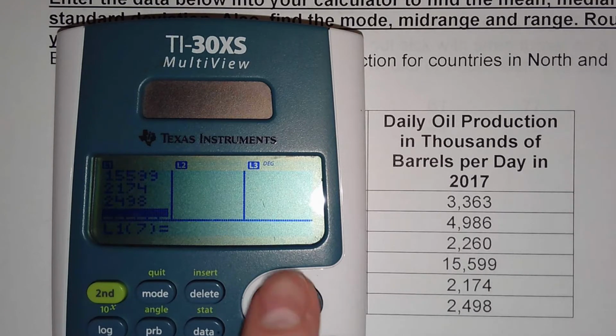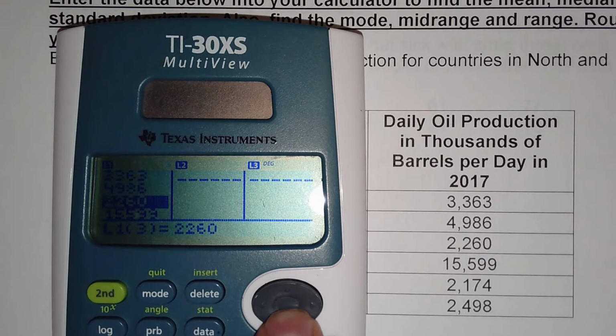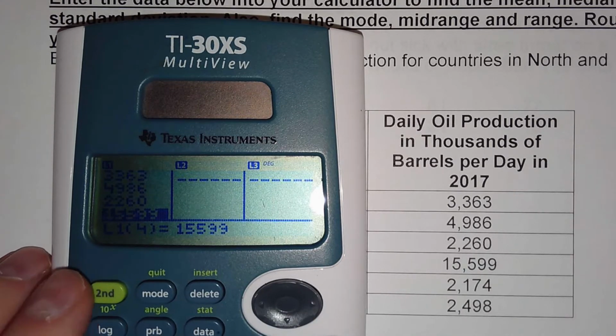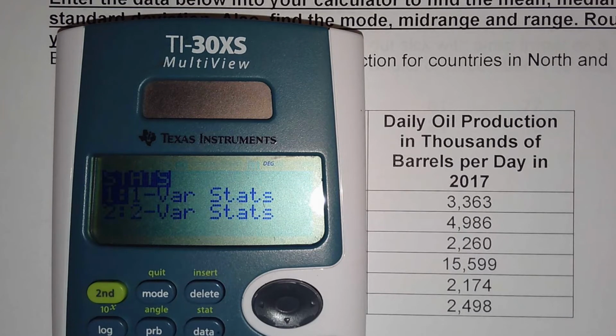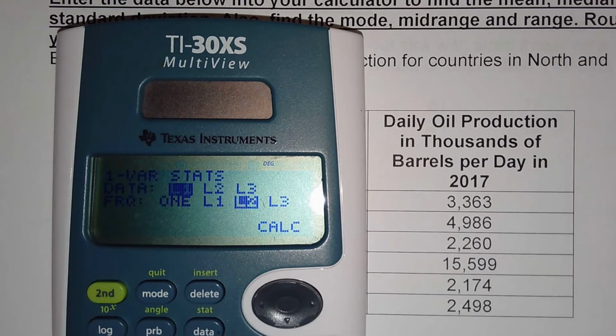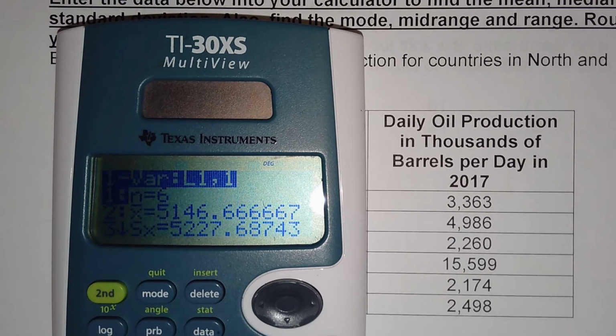Okay, and it's always a good idea to double check your data. Make sure you entered the numbers correctly. And it looks like we have. So now we can do second, get into our stat mode, one variable stats. Data is L1. There's no frequency, so I'm going to arrow down to where it says 1. Make sure my cursor is flashing, hit enter, and then calculate.